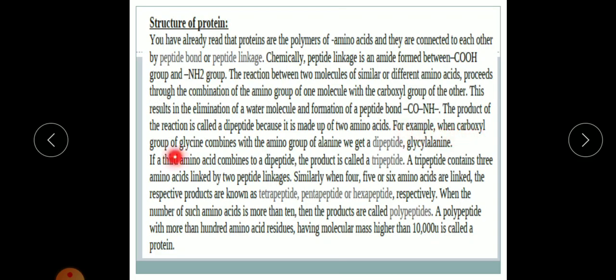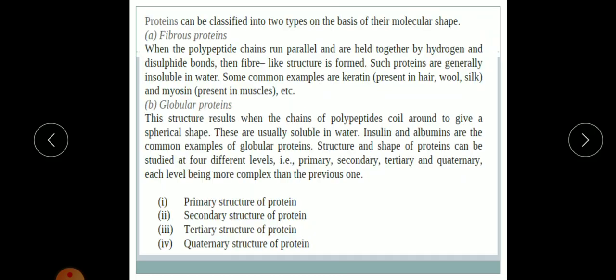For example, when the carboxyl group of glycine combines with the amino group of alanine, we get a dipeptide, glycyl alanine. If we have 3 amino acids, it is called a tripeptide. Similarly, if you have 4, 5 or 6, they are called tetrapeptide, pentapeptide and hexapeptide respectively. And if you have more than that, they are called polypeptides. To form a single protein, the amino acids that are linked will be around 10,000. Okay, so that is the structure of protein, how they are made and how they are formed.